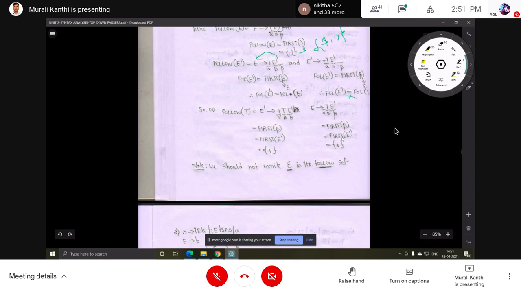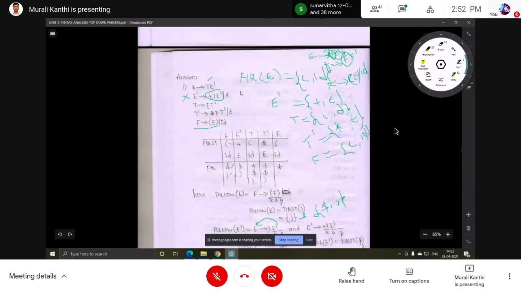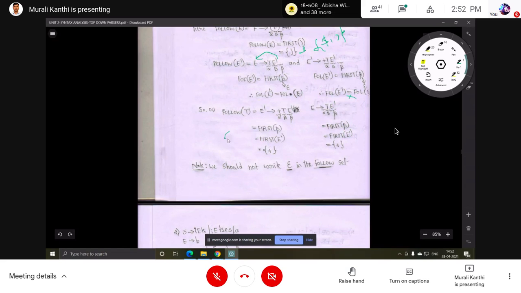One thing is missing here. And one more thing, E dash production. So substitute E dash production in the E. So that is missing here.